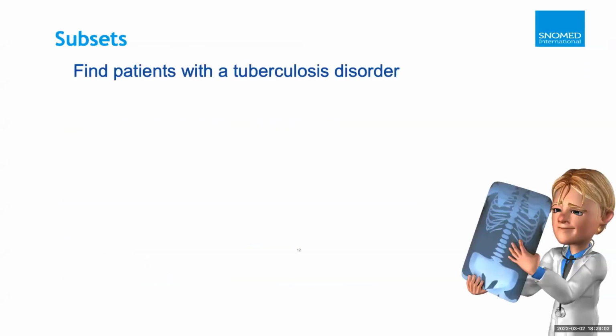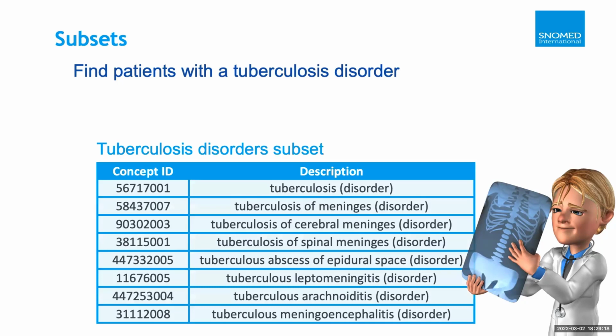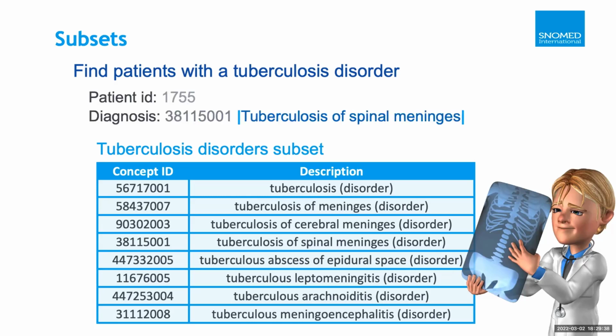As I said, using subsets is the simplest way to do analytics with SNOMED CT. For example, you may want to find all patients with some tuberculosis disorder. To do this, you can create a set of tuberculosis disorder concepts that you want to look for in the patient records. It may be that it's some very specific concepts or diagnoses that you want to identify. So you create this set of SNOMED CT concepts, and you can then scan through the patient records, looking at the diagnosis recorded for each patient.